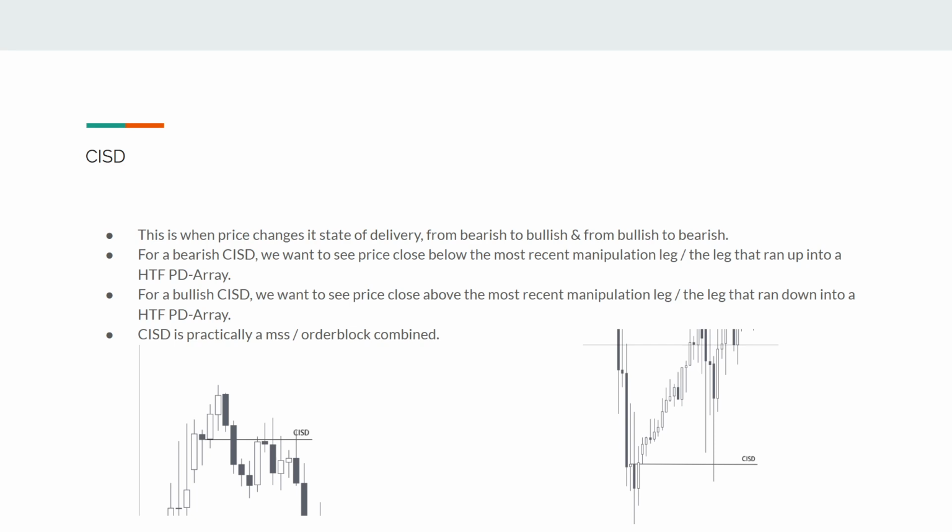Change in state of delivery is practically a market structure shift and order block combined. This is probably the second best to use, in my opinion. It is an order block, but it only confirms the move, if you know what I mean. It only confirms that the market is changing direction.